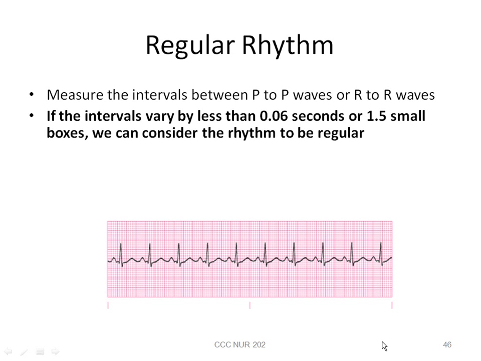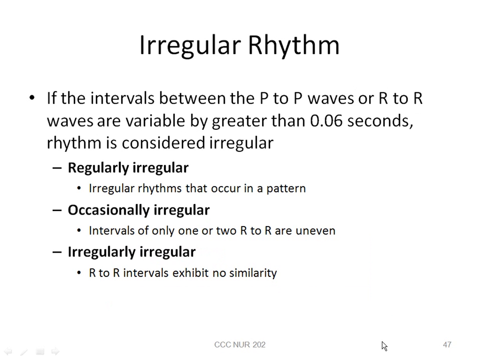So we've talked about the rhythms. The intervals can basically vary by 0.06 seconds. Typically, if they're getting more than one block, I'm getting concerned. One of the small blocks, I'm getting a little bit concerned. Is it regular, irregular? But you can see that respirations can cause some changes in the regularity. When we look at irregular, we're going to talk about regularly irregular, occasionally irregular, or irregularly irregular. There's one strip that really fits irregularly irregular, and that's atrial fibrillation.